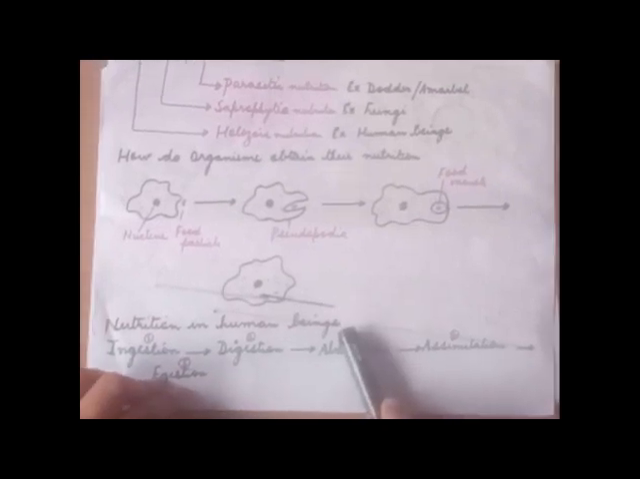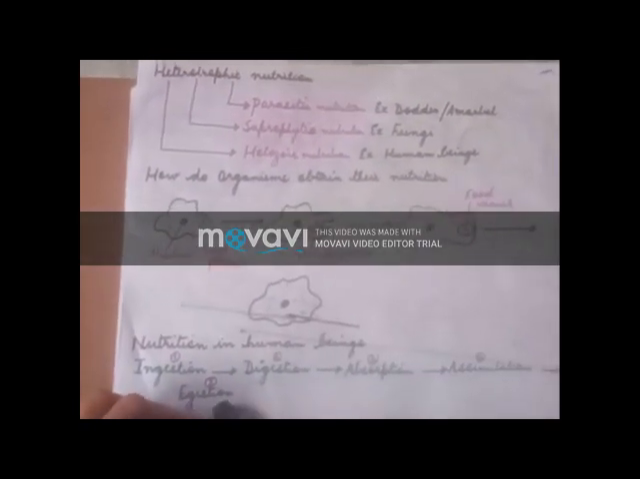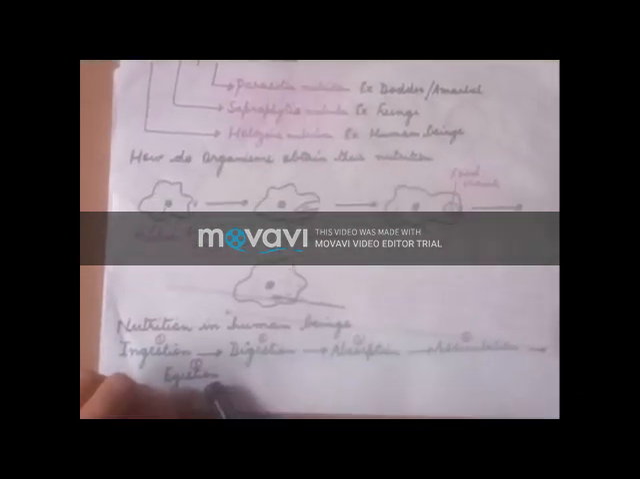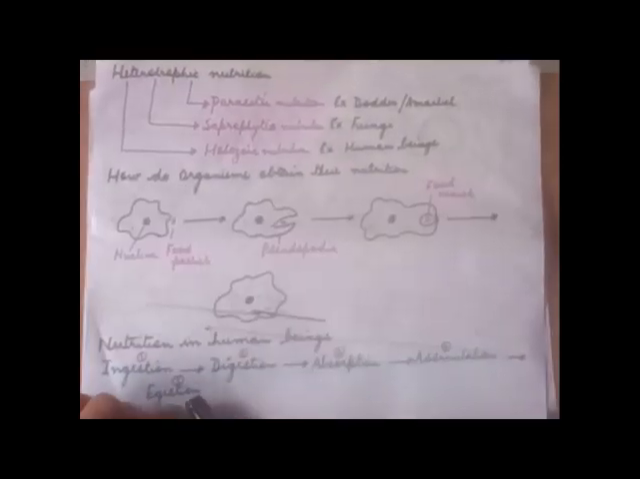Nutrition in human beings follows 5 steps: ingestion, digestion, absorption, assimilation, and egestion. Now, what do I mean by these 5 steps? We will be discussing it in the next video.